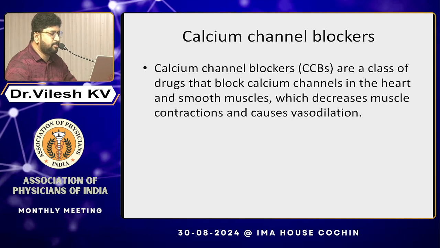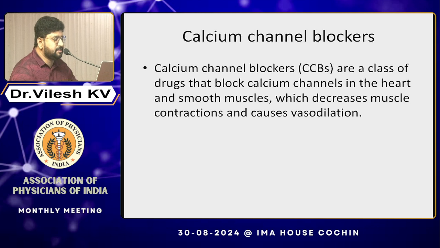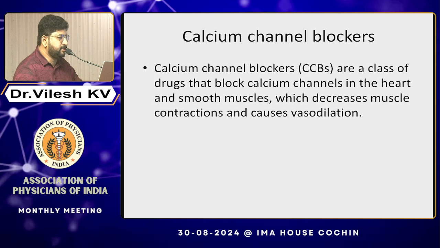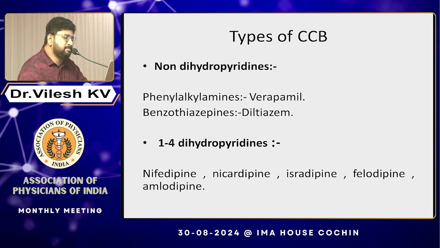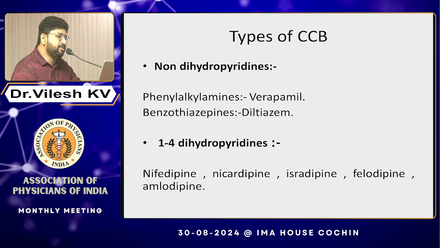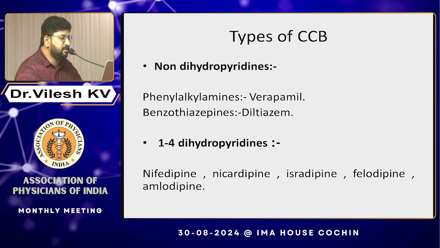So calcium channel blocker is basically a class of drugs that block calcium in the heart and smooth muscle, affecting muscle contractions and vasodilation. There are two types, basically non-dihydropyridines and the other set, dihydropyridines, which include nifedipine. This slide projects the names of those drugs which are US FDA approved, but we have got a long list of drugs which come forward.